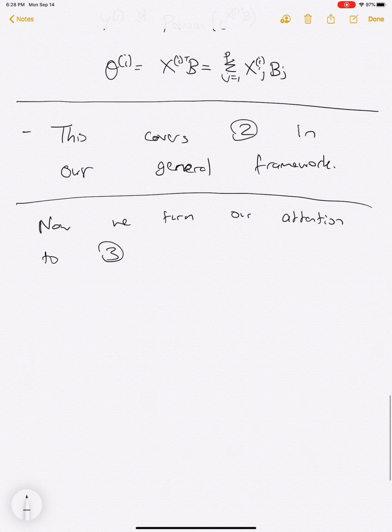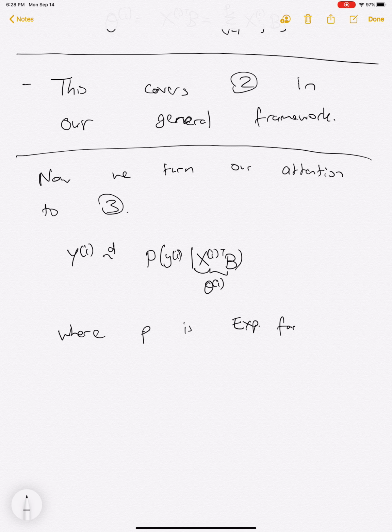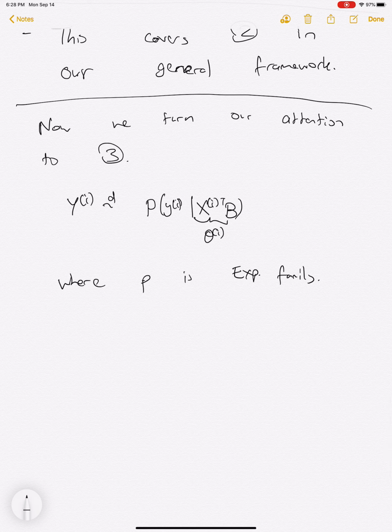So now we turn our attention to 3. We're going to really talk about that for the rest of this lecture, and potentially going into the next lecture as well. So we know that, and so the question that we're interested in is how do we estimate B from data? So this is kind of the key question.